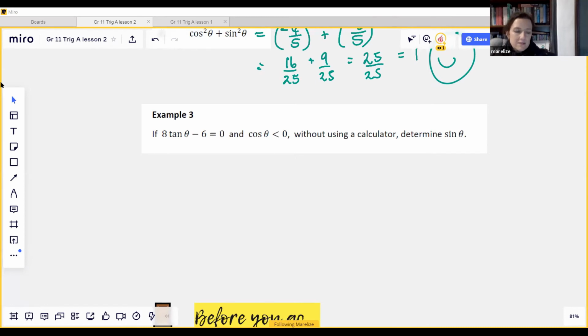Now it says 8 tan theta minus 6 is 0 and cos is smaller than 0. Without a calculator, determine sine of theta. Still doing a diagram. We can still only solve this with a diagram without a calculator. But what is going to be the first thing I need to do here? Who knows? Because I've got 8 tan theta minus 6 is equal to 0. Who wants to tell us what we must do first here?